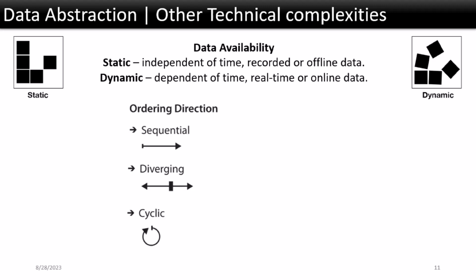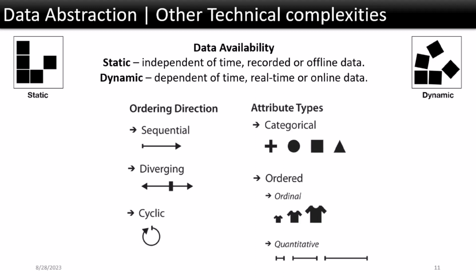Ordering directions. Some data would be ordered in a sequential way, one after another, or some diverging within a certain range, those types of data should be there. Or it could be in a cyclic way, like a production process or a manufacturing process of a single component to assembly, or the germination of a seed. Such types of things can be considered cyclic.